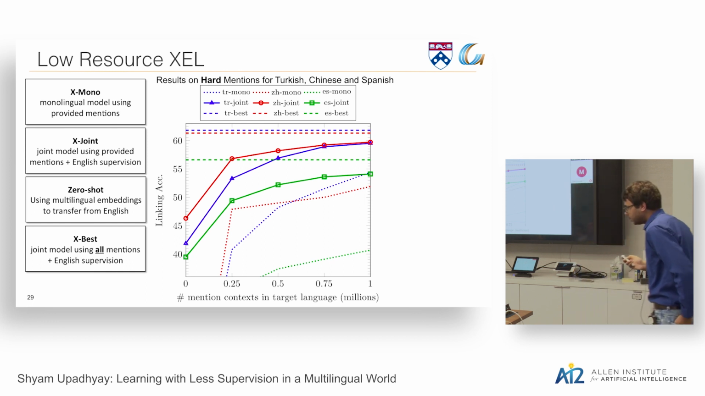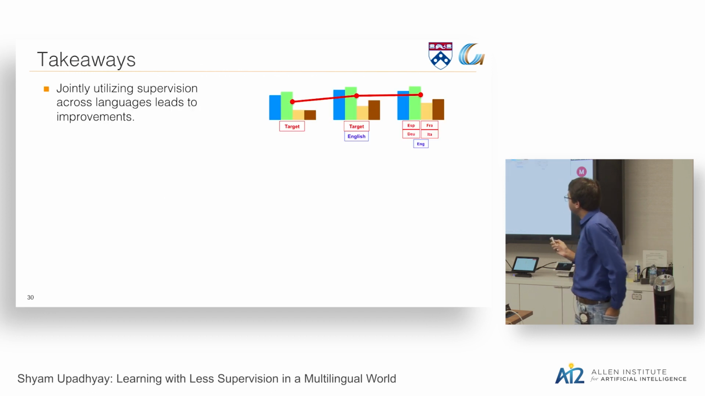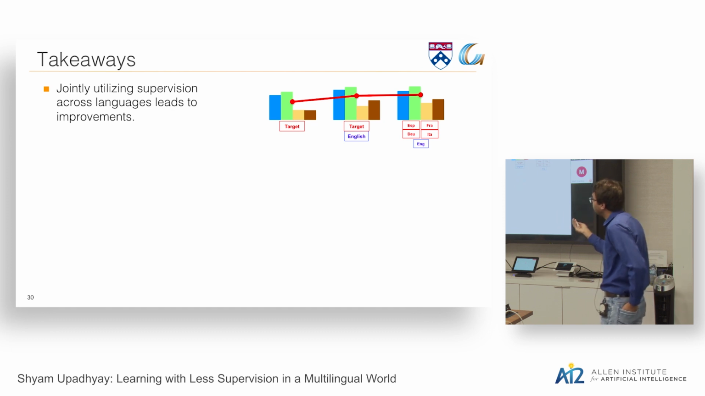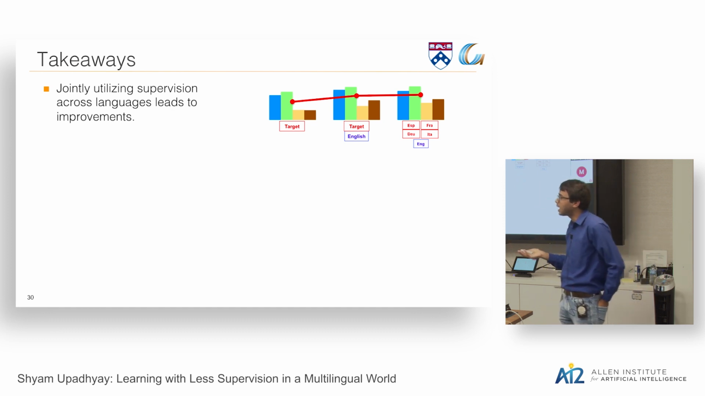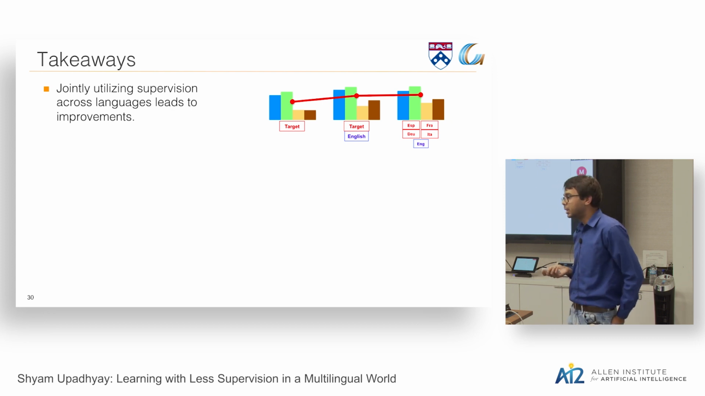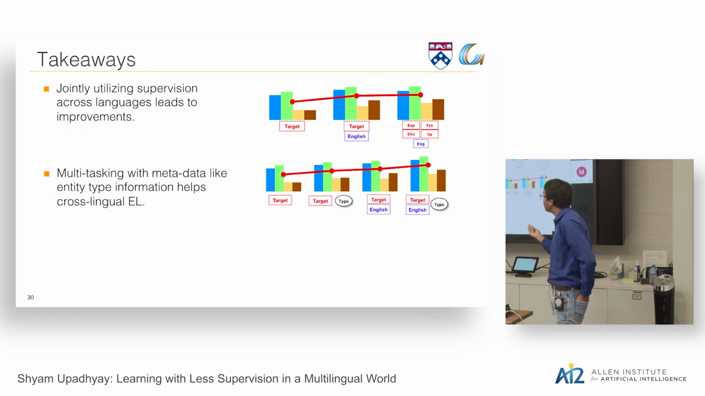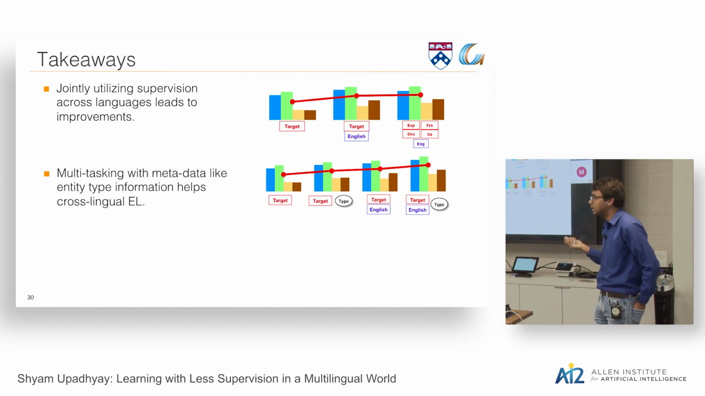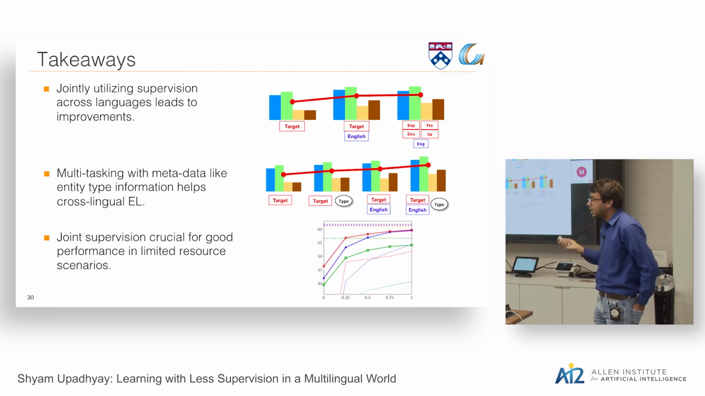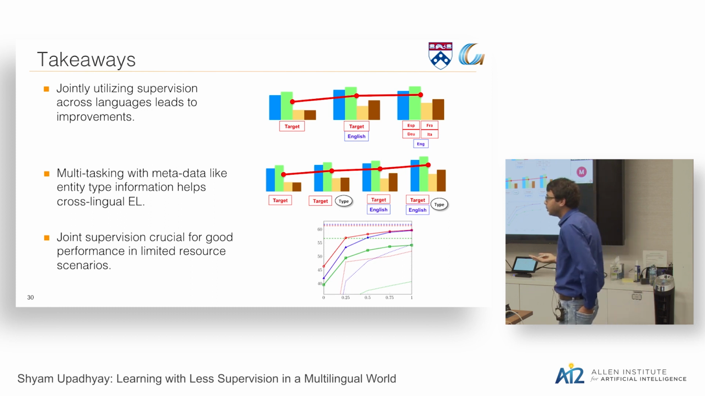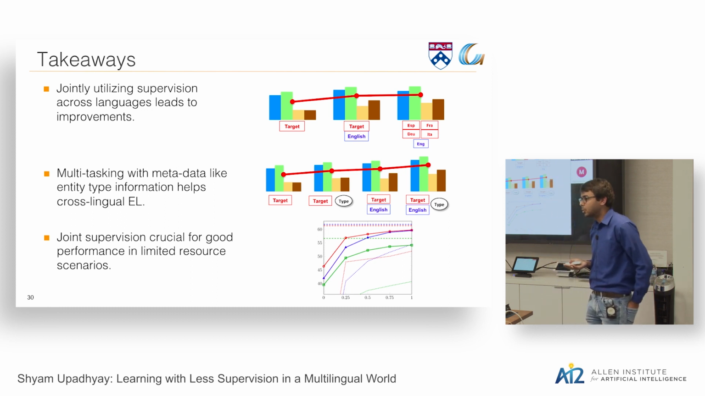Okay, so let's finish the first part of this talk. The key takeaways from this section were how, by jointly utilizing supervision across multiple languages, we were able to generalize better. Another thing that I showed here was that using metadata like the type information to do multitasking improves the entity linking performance. And finally, I showed that in a limited resource scenario where you have only a handful of mentions to supervise with, using joint supervision is almost always crucial for getting good performance.